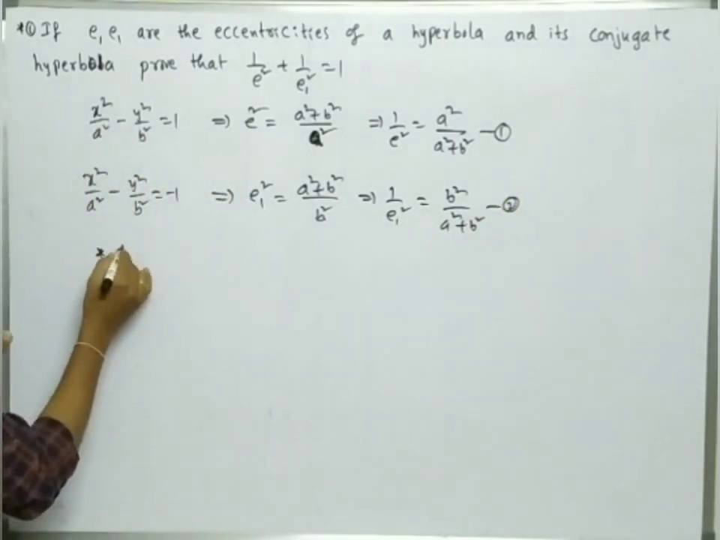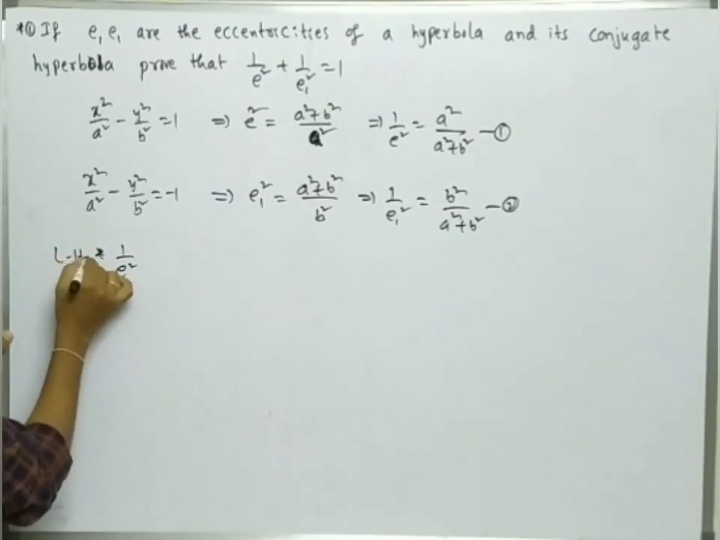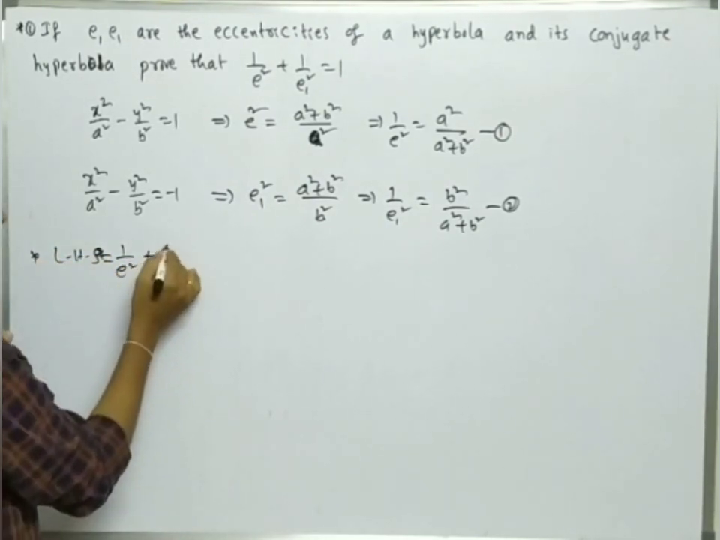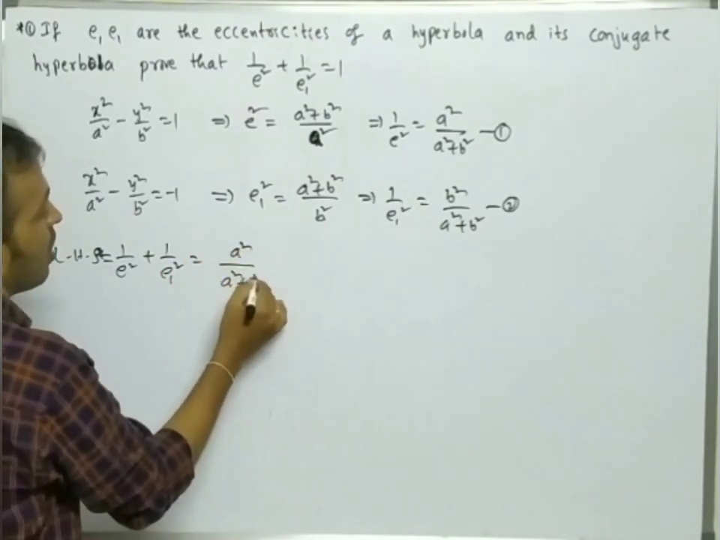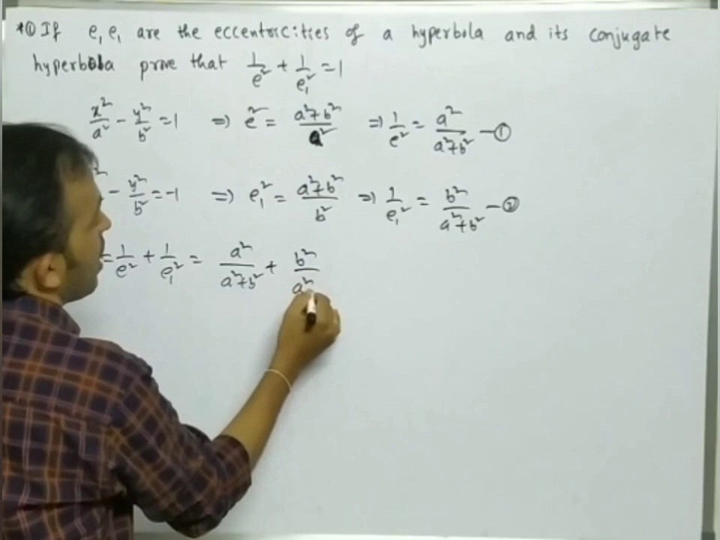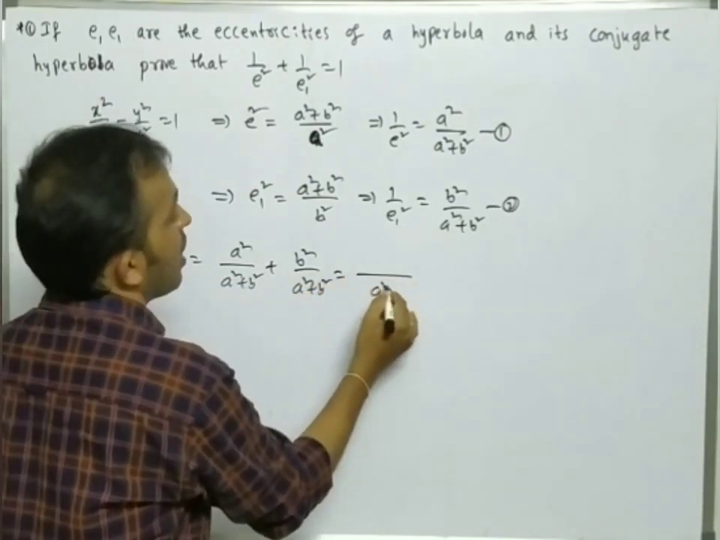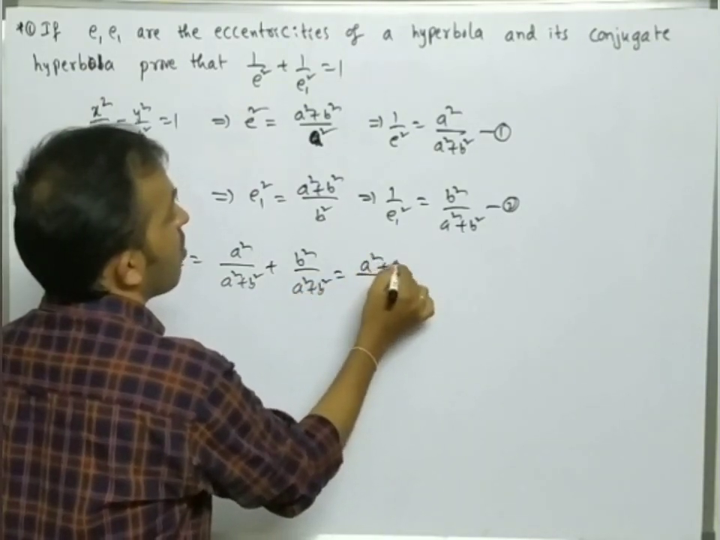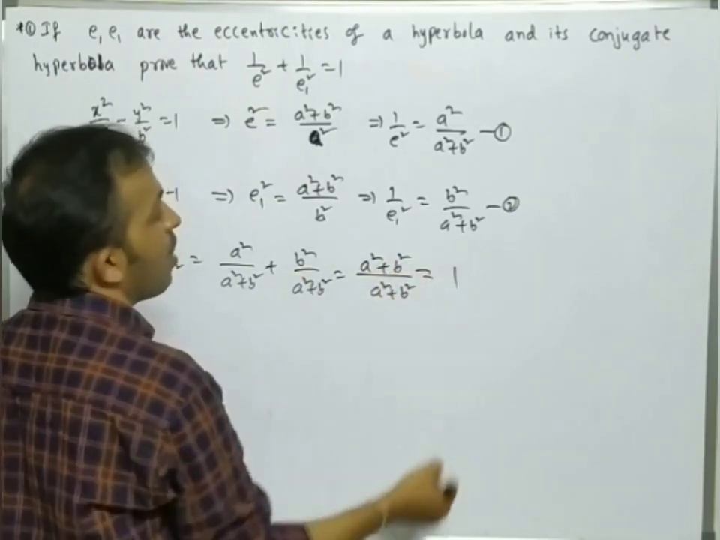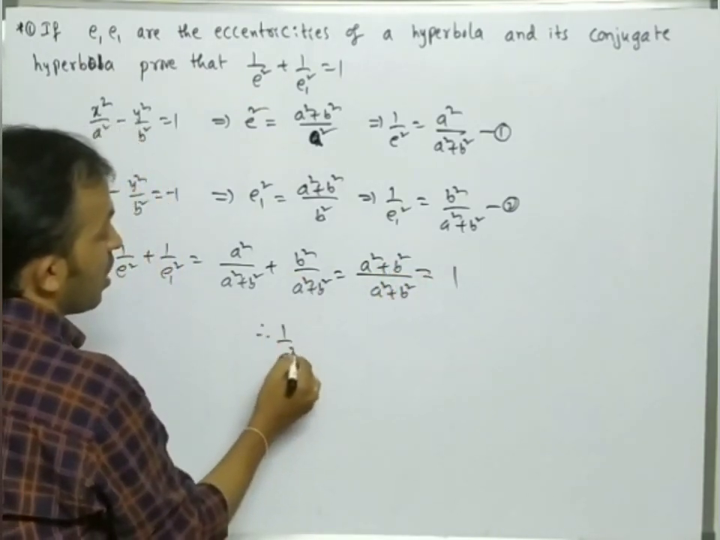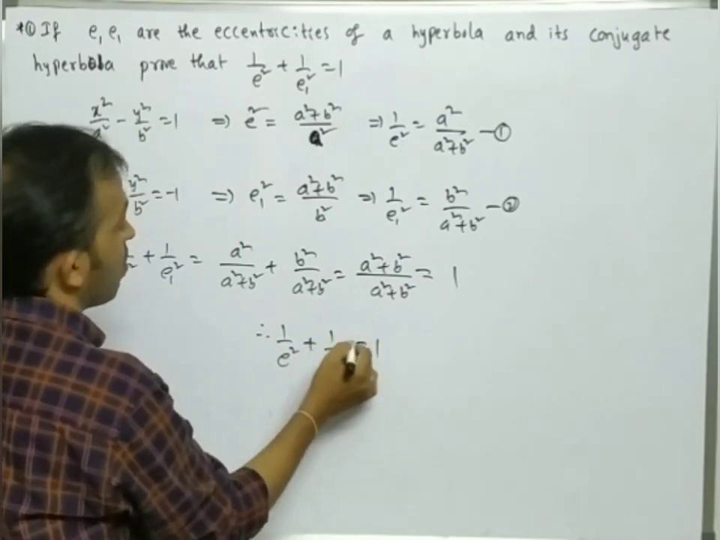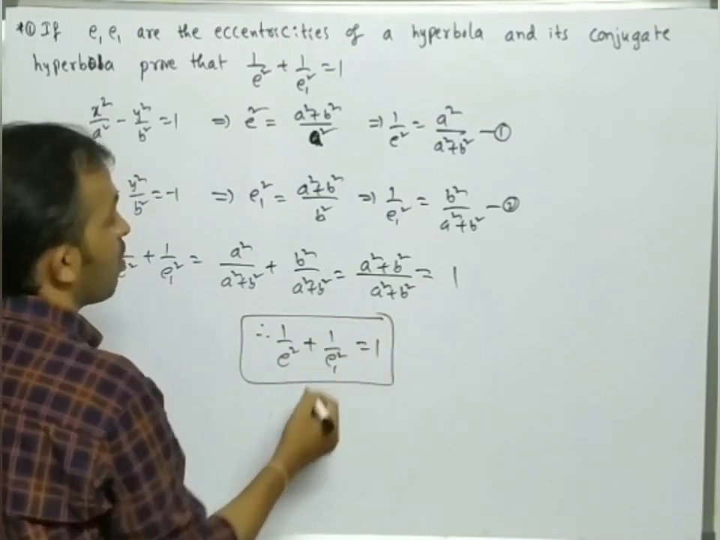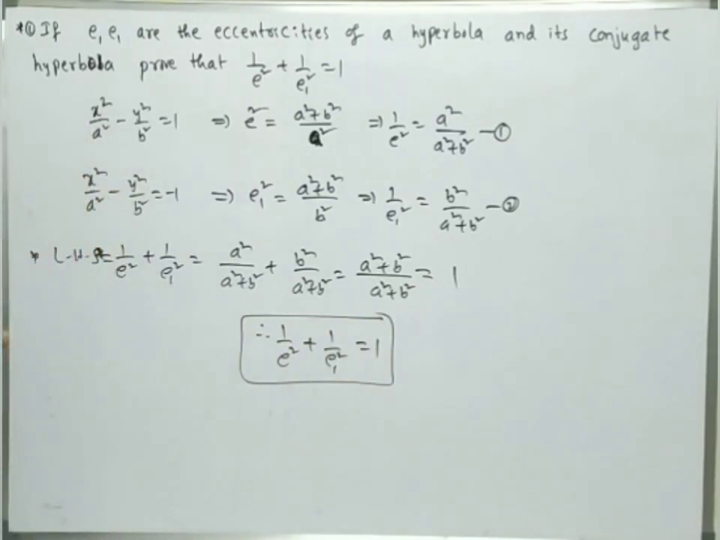So now the question: I'll take the left hand side. LHS is 1/e² + 1/e1², that is a²/(a² + b²) + b²/(a² + b²). Here the LCM is a² + b², and the answer is 1. Therefore, if e and e1 are the eccentricities of a hyperbola and its conjugate hyperbola, then 1/e² + 1/e1² = 1.